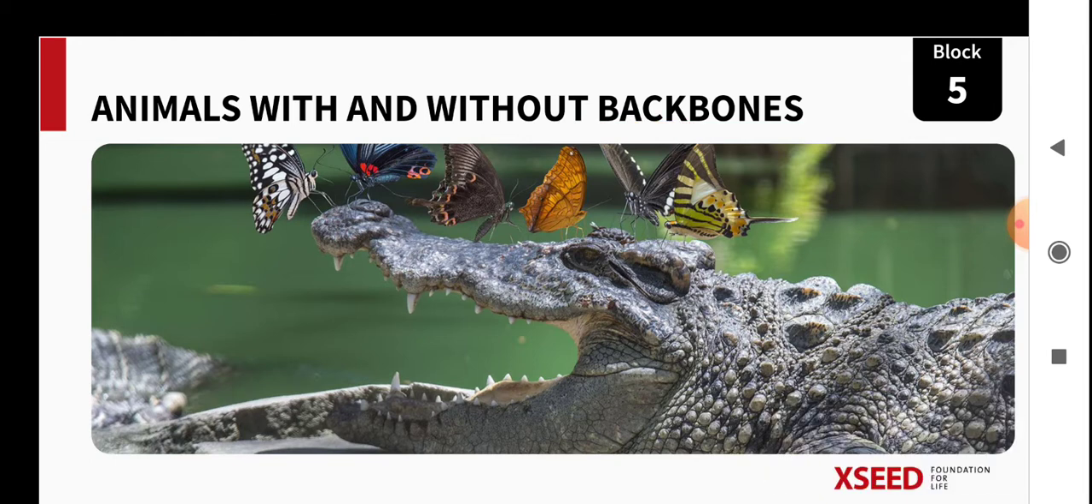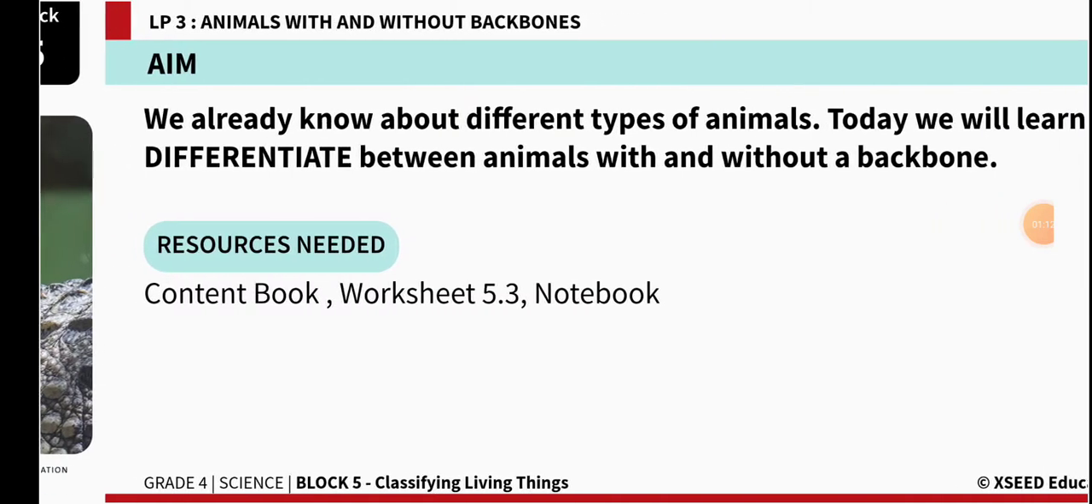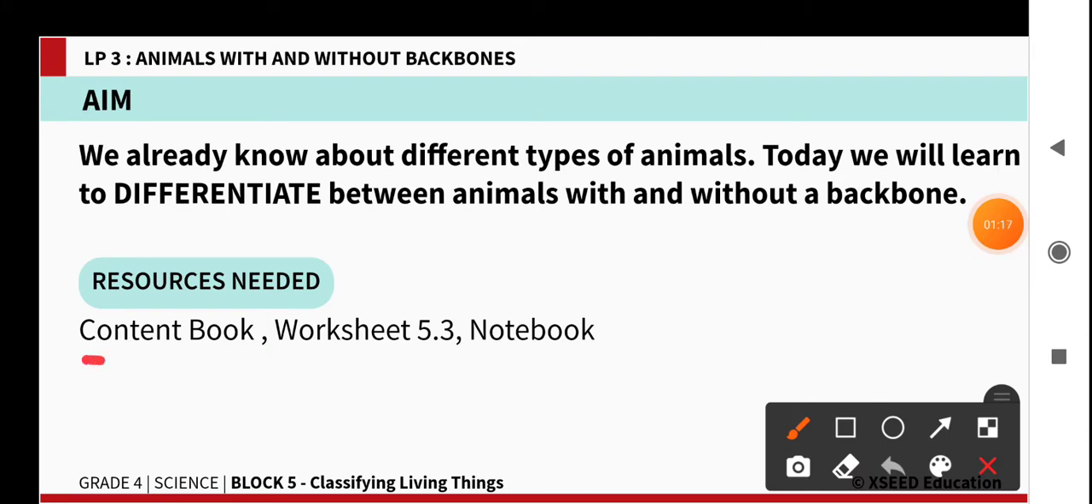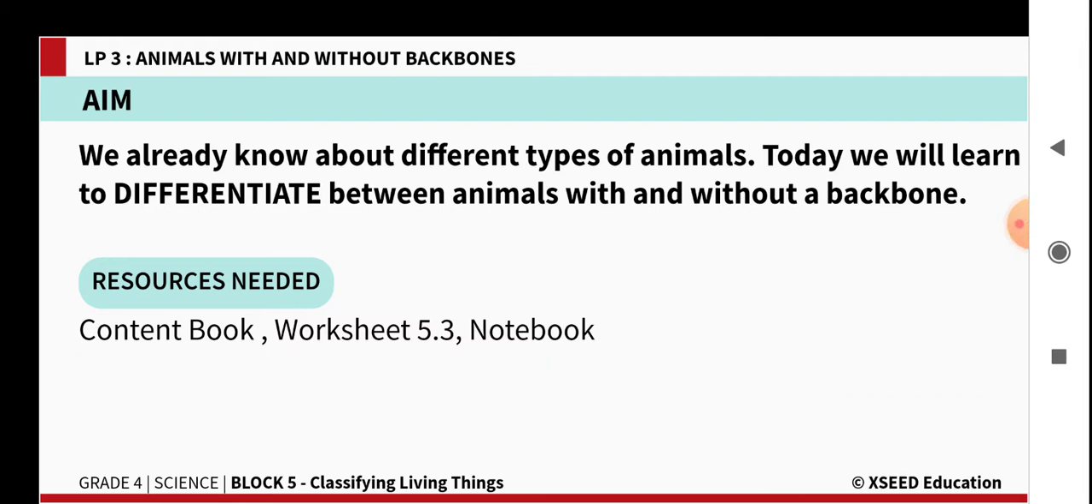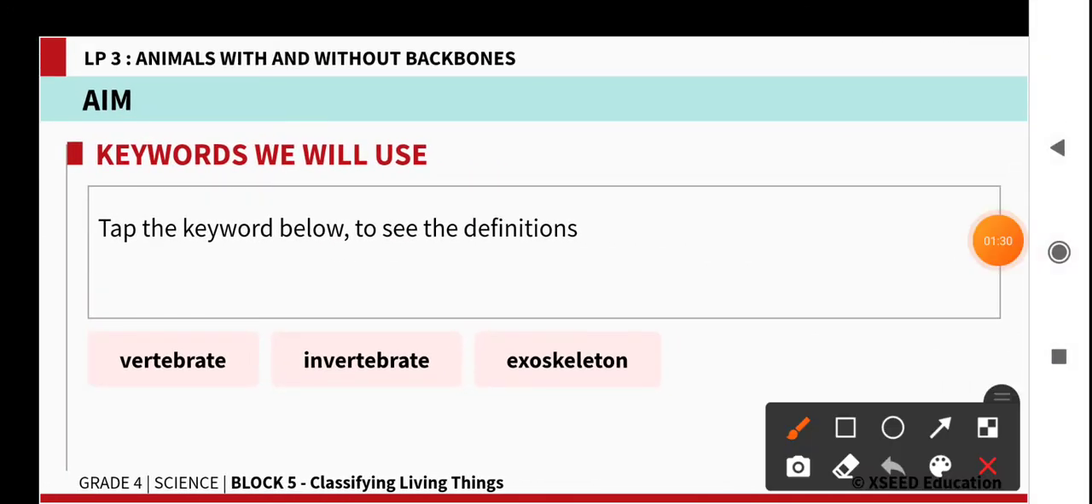So before knowing that, we'll see what the keywords are, and to do the activity, what things we need. So you need your content book. As usual, your content book to complete your activity, and you also need the worksheet 5.3 and your notebook. These things are needed to do your activity. Now we will see the keywords. What are the new words you are learning in this particular topic?